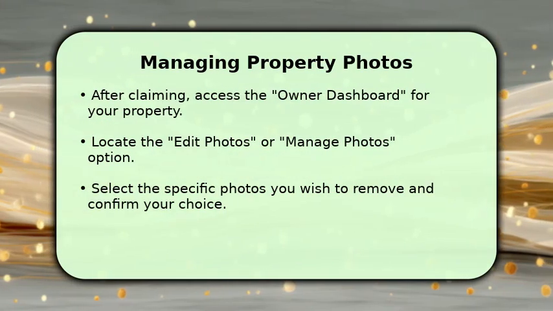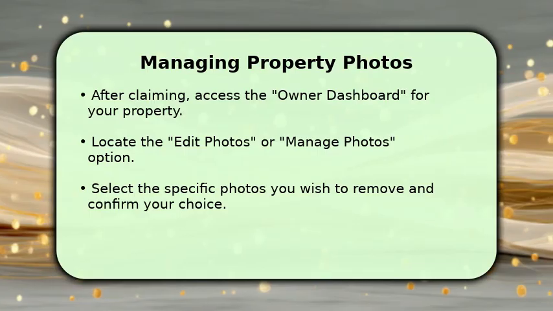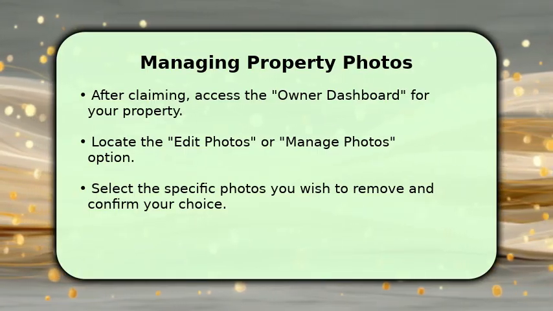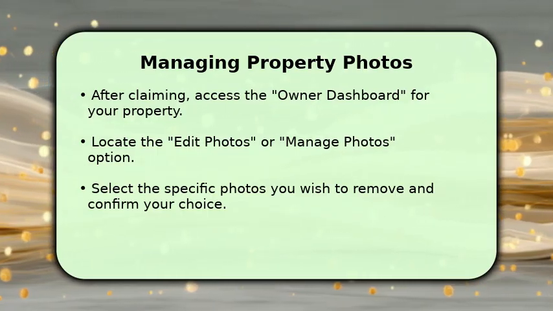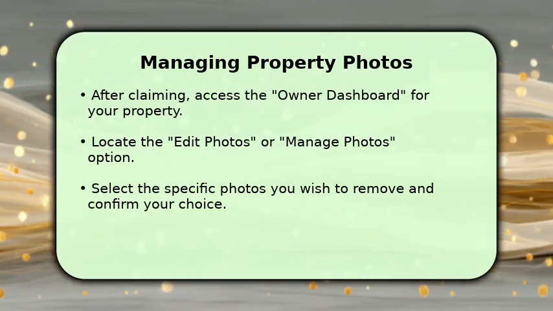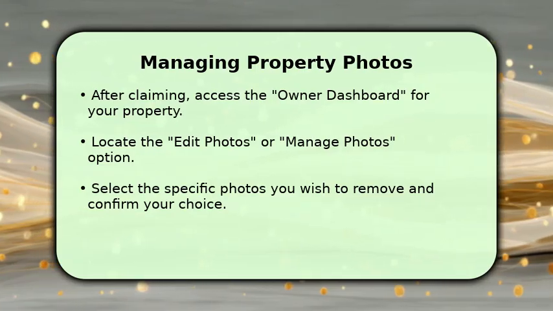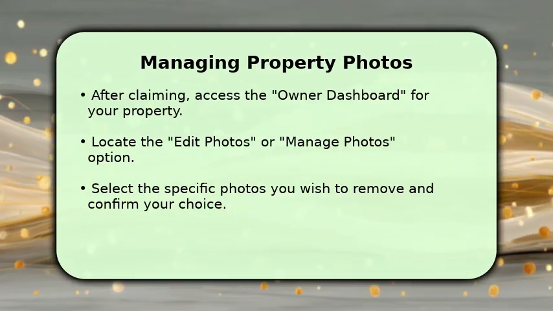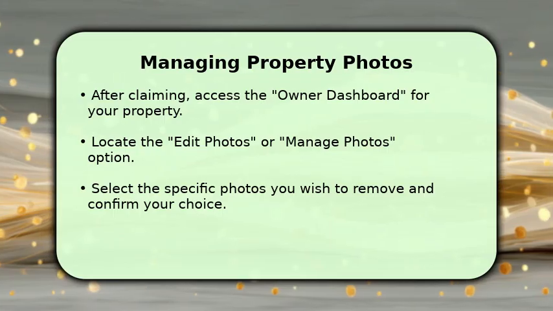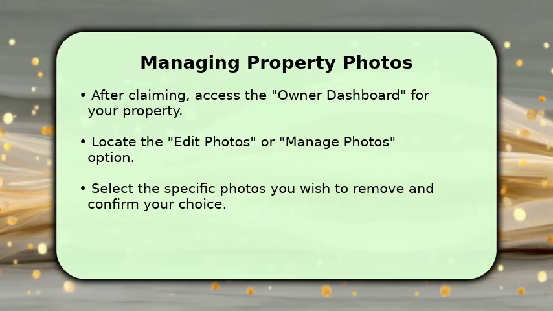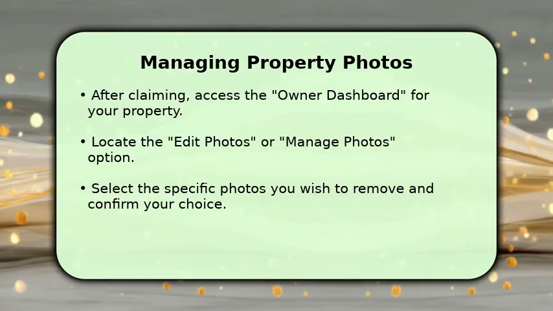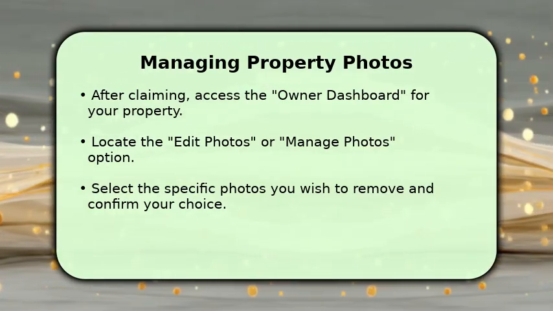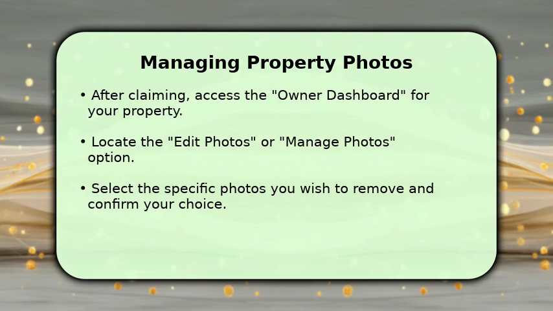Once your home is successfully claimed, you'll gain access to your owner dashboard on Zillow. From there, look for an option like Edit Photos or Manage Photos within your property's listing details. Clicking this will display all current images associated with your home. You can then easily select and remove any photos you no longer wish to be publicly visible. Remember to save your changes to ensure the updates are applied to your listing.